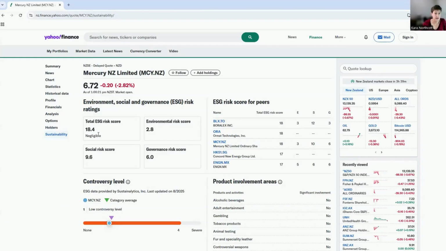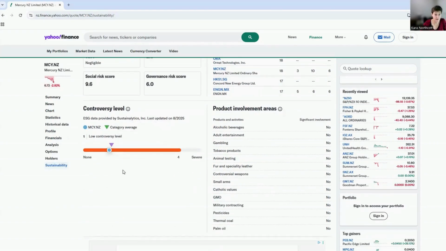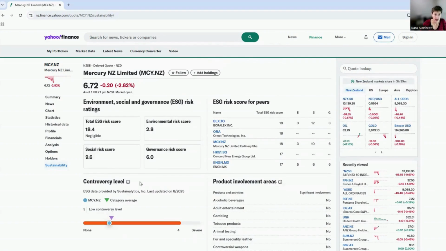So you can see here, if I go back to the left, it gives us a total score of 18.4. They say it's negligible. Environmental risk, social risk, and governance risk. And if I just scroll down a little bit, it's saying here that Mercury Energy's got a low controversy level. Obviously, it's rated from a 1 right up to a 4, and you can see here that the average category score is a 1.1. So if sustainable, ethical, all of those sorts of things are important to you when evaluating a share, this is where you could go and have a look at that as well.